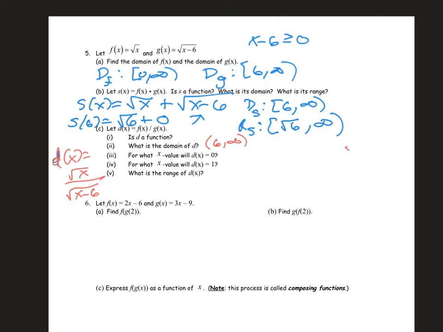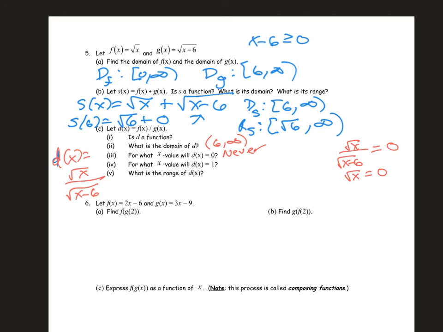Okay, so for part 3, for what x value will d of x equal 0? So let's see, root x over root x minus 6 equals 0. Well, if I were to try to solve this by multiplying both sides by root x minus 6, I get this, and then square both sides, I get 0, but 0 isn't in the domain of the function. So there's never going to be a value here.